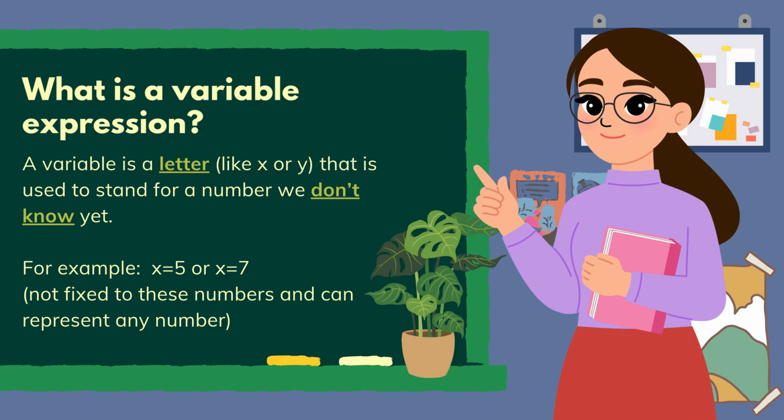A variable is a letter, like x or y, that is used to stand for a number we don't know yet. Think of the variable, like x, as a gift box. We don't know what's inside yet. It could be 2, 5, or even 100. So whenever you see x, you can imagine a little box holding a hidden number inside. It is important to remember that this number is not fixed to a specific number, meaning x won't always be 5 or 7 for every expression. It changes depending on the expression.